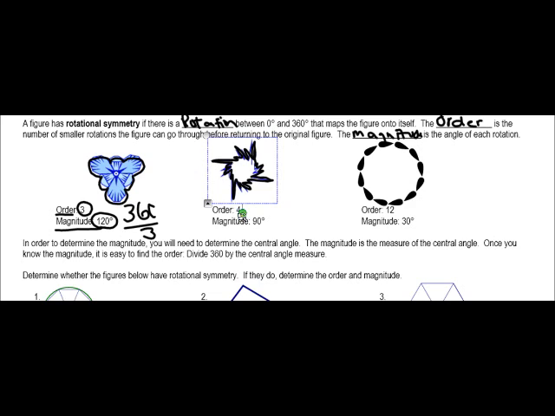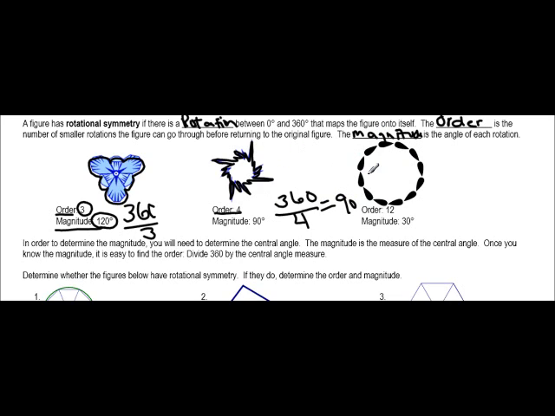Twice, it falls back on itself. Three times, we're not back at the beginning yet, and four times. So we turned this a total of 4, that's our order, and the circle has 360 degrees, or we turned it a total of 360 degrees, and that 360 was split up 4 times, and that's going to give us a magnitude of 90.